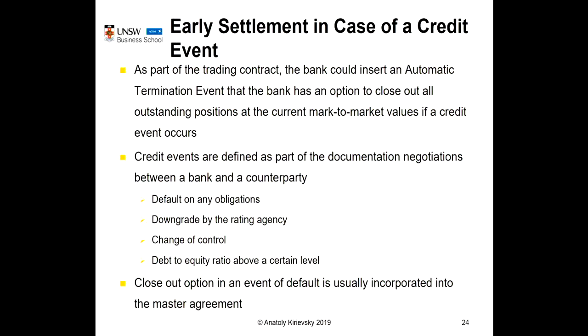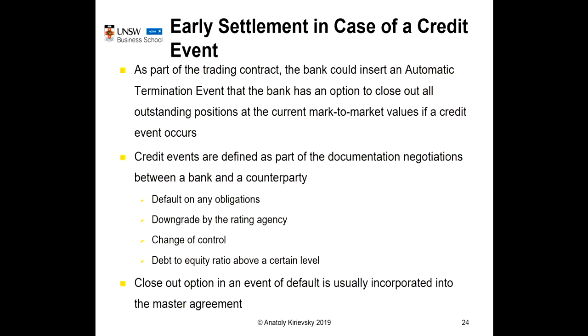What else can we do? What else we can do is we can have early settlement in case of a credit event. So if we have a 3-year swap, we do these daily mark-to-market, but imagine that at this point you get downgraded or you actually become bankrupt. I don't want to wait for the end of the 3rd year to settle the transaction. I don't want to go through the daily settlement if you're going to be in default.